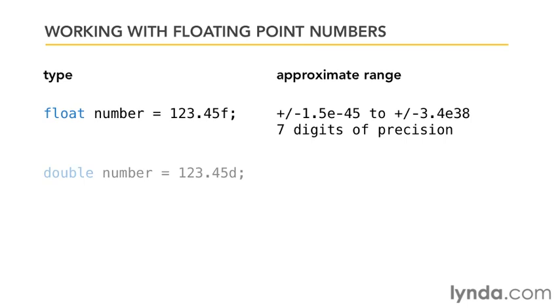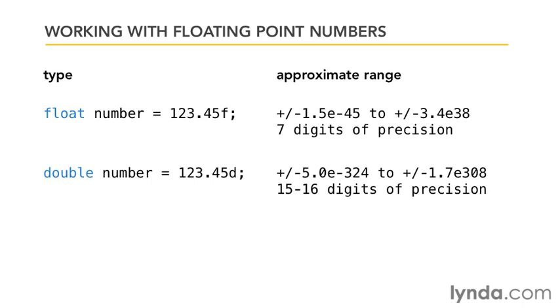There's also a double, which is another type of floating point number, but it has 15 to 16 digits of precision. You can see that when you declare it, you have to put the little d on the end to distinguish it from the float. Floats have f's, doubles have d. So in this case, I've got a double number, which has much higher precision than the float.